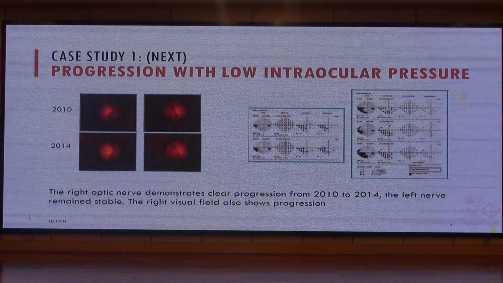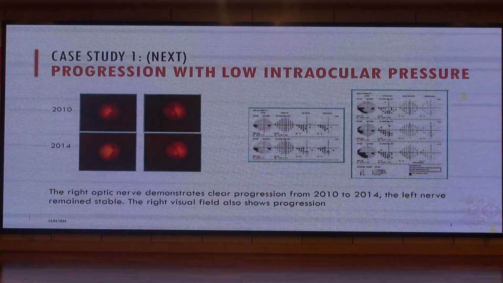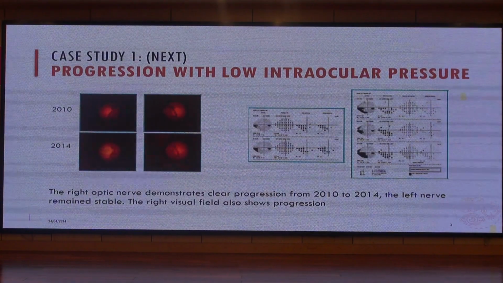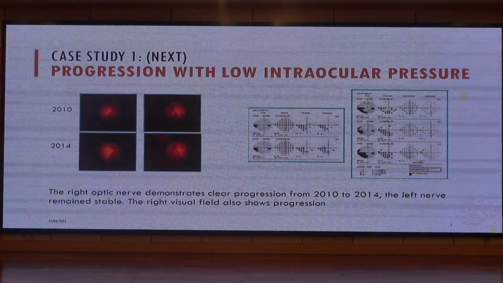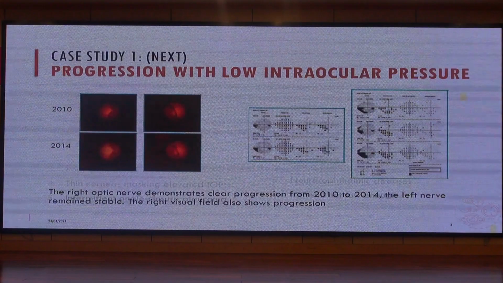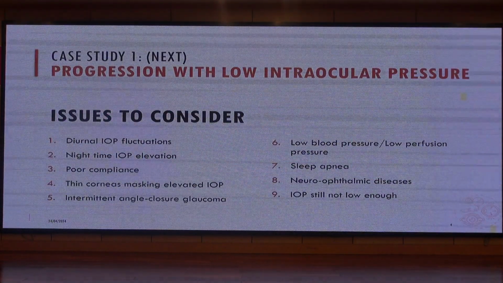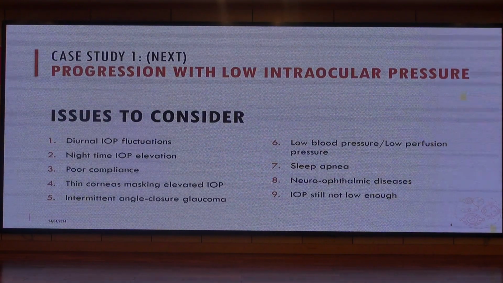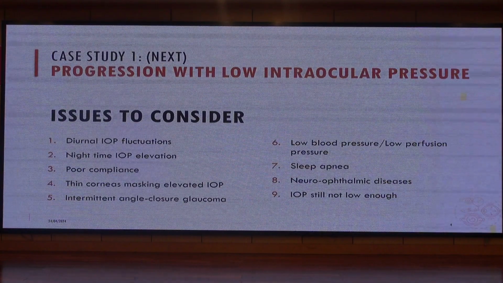Here are photos taken 4 years apart. We can see that the right optic nerve demonstrates a clear progression within 4 years, and the left nerve remains stable. The right visual field also shows progression in the right eye. We still see this kind of case in our clinical practice, and we are sometimes very confused about what is happening and what we should do.